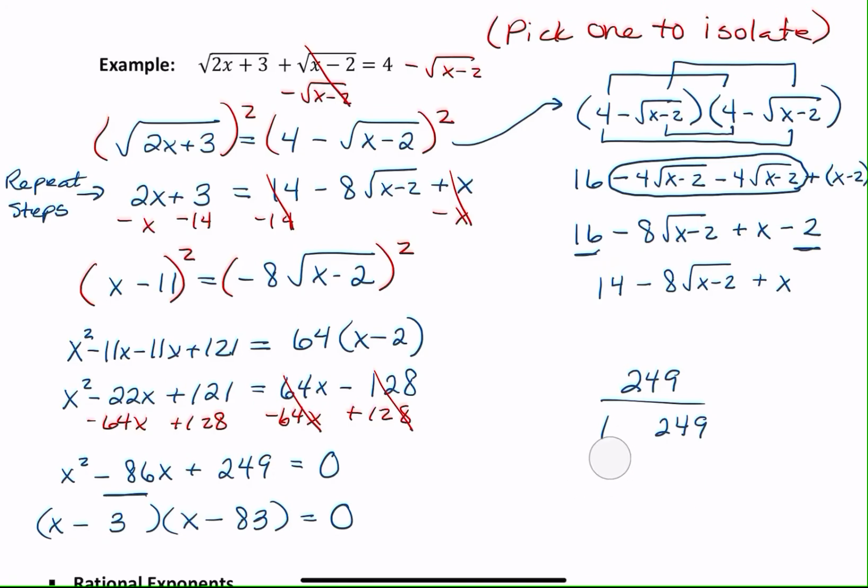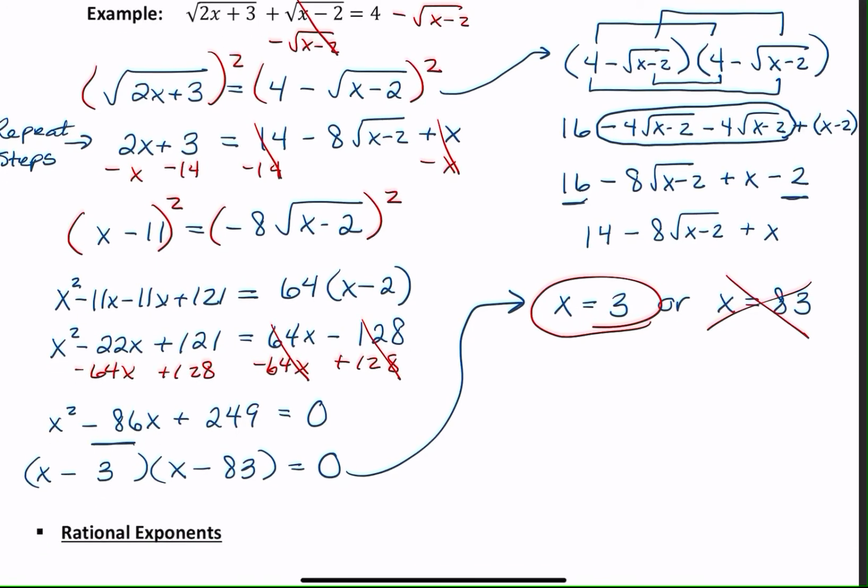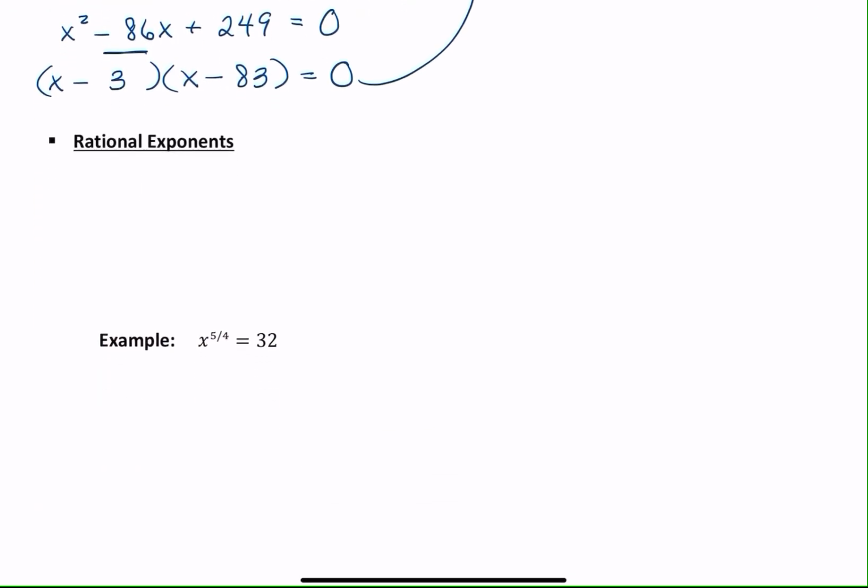And then again, you can solve that. Set each one equal to 0. So you're going to have x equals 3 or x equals 83. And again, you're going to check these back in the original equation. If you check these, the 83 does not work, but the 3 does. And if you look at the instructor notes, I have that worked out on the paper. We're going to do an example of rational exponents in the next video.